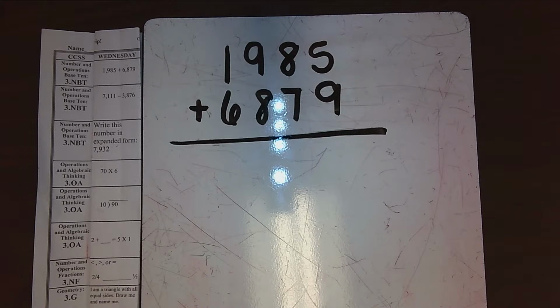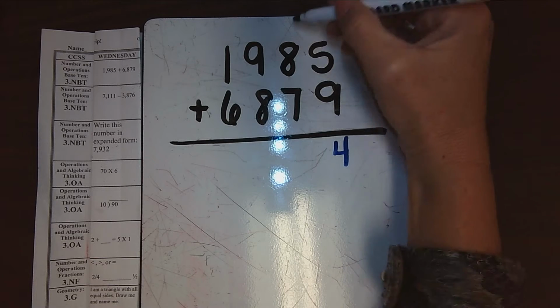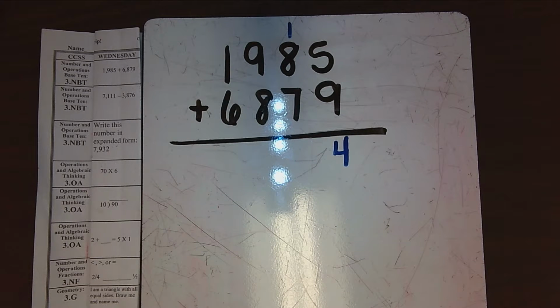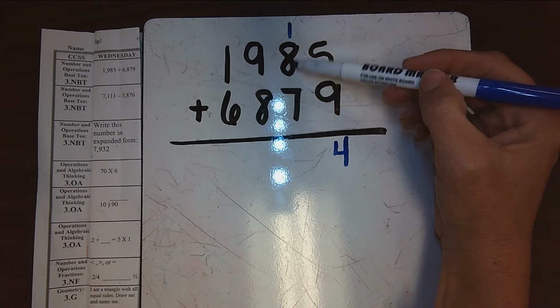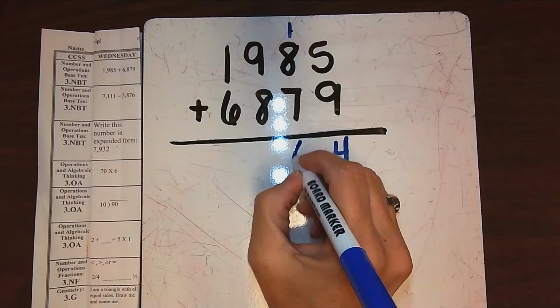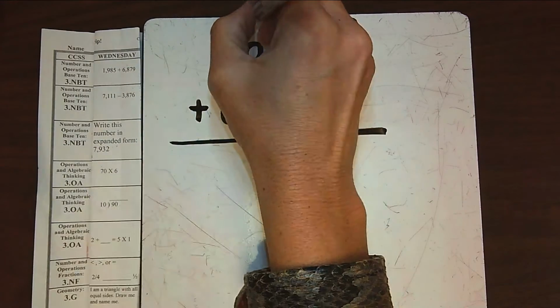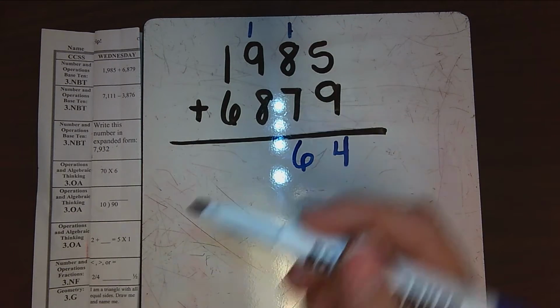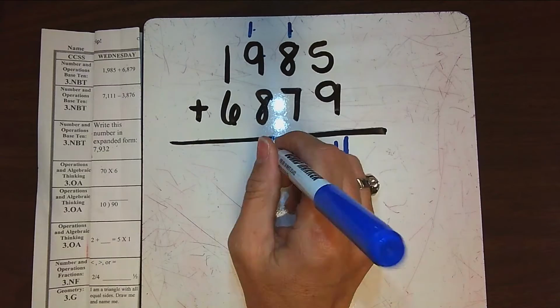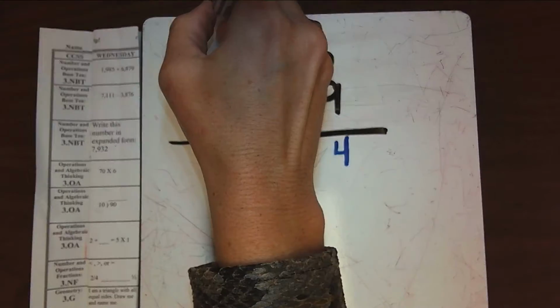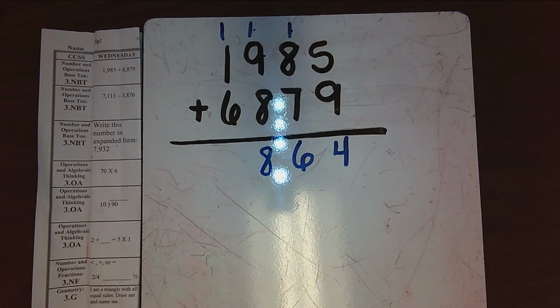5 plus 9 is 14. Carry your 1 to the tens place. 7 plus 8 is 15, plus 1 is 16. Put your 6 down, carry your 1 to the hundreds place. 1 plus 9 is 10, and 10 plus 8 is 18. Put your 8 down, carry your 1 to the thousands place.